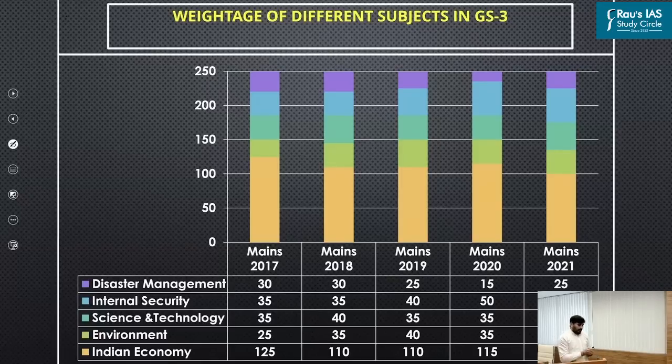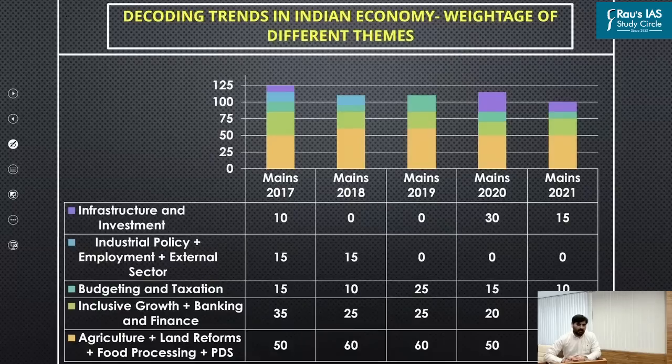Second, if you look at the syllabus of the Indian economy mentioned in GS paper 3, the syllabus can be categorized into different pillars. For example, we have a pillar of agriculture, land reforms, food processing, and public distribution system. Second pillar happens to be inclusive growth. Third pillar is budgeting and taxation. Next is industrial policy, employment, and external sector. And then we have infrastructure and investment.